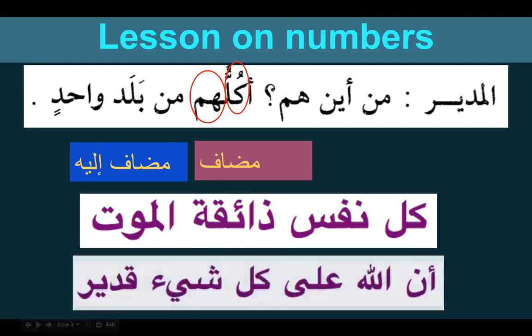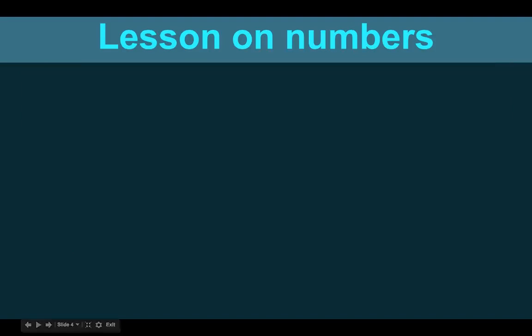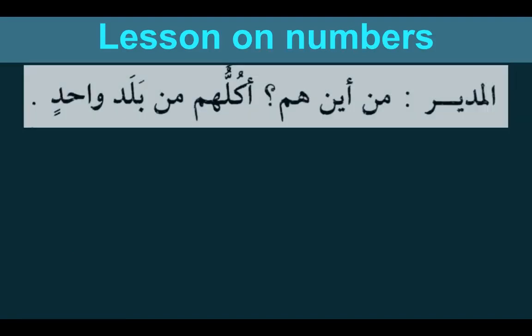Another one we normally say is Inna Allah ala kulli. So we know mudaf can take fatha, damma, kasra here. You see kullu is here, ala kulli. So now we know why it is kulli, because it is coming as ism majroor and it is mudaf. Shay'in is mudaf ilayhi, qadirun. So that's about kullu. So the mudir is asking, min aynahum akulluhum min baladin wahidin. Are all of them from one country?